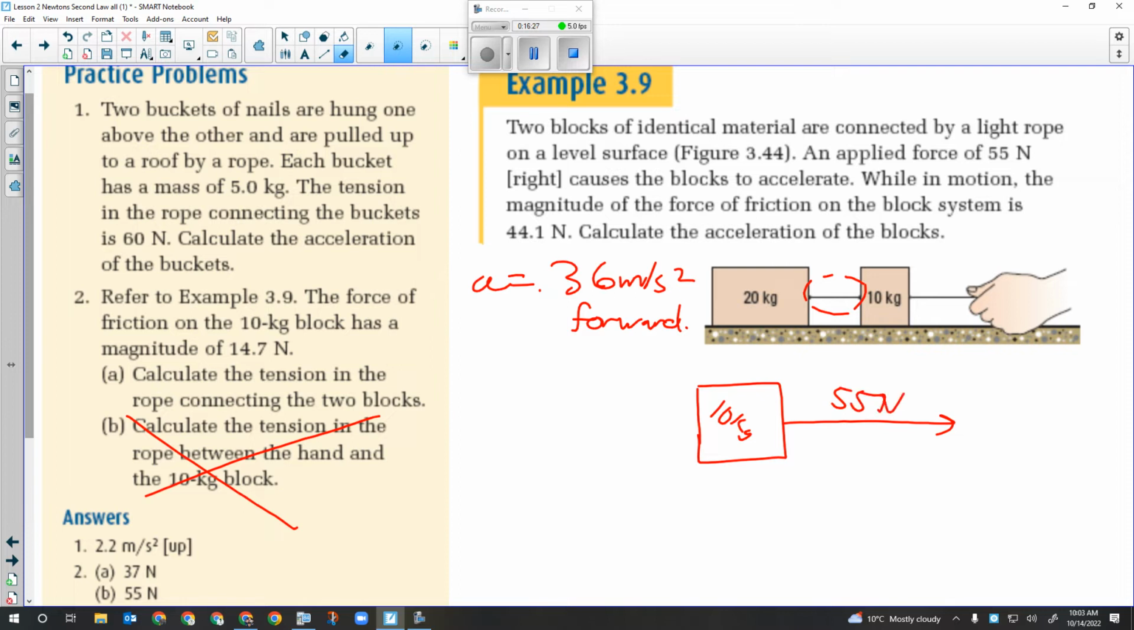There's 55 newtons forward from the hand that's directly pulling on it. The question tells me there's 14.7 newtons worth of frictional force resisting. What's the other force acting on the first block? The tension from the second block, the thing we're supposed to calculate. That's where people get stuck. They're like, how do I find the tension? I don't even know where it is. Well, it's resisting. It's pulling back on the 10 kilogram block.